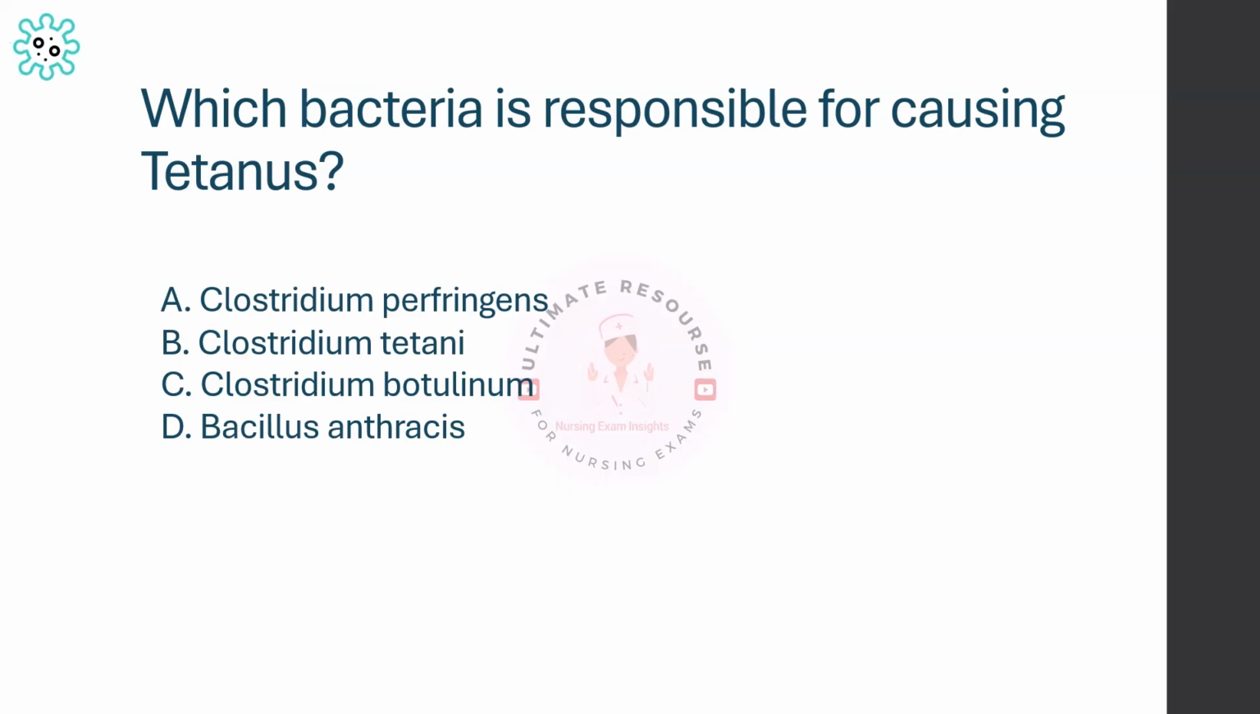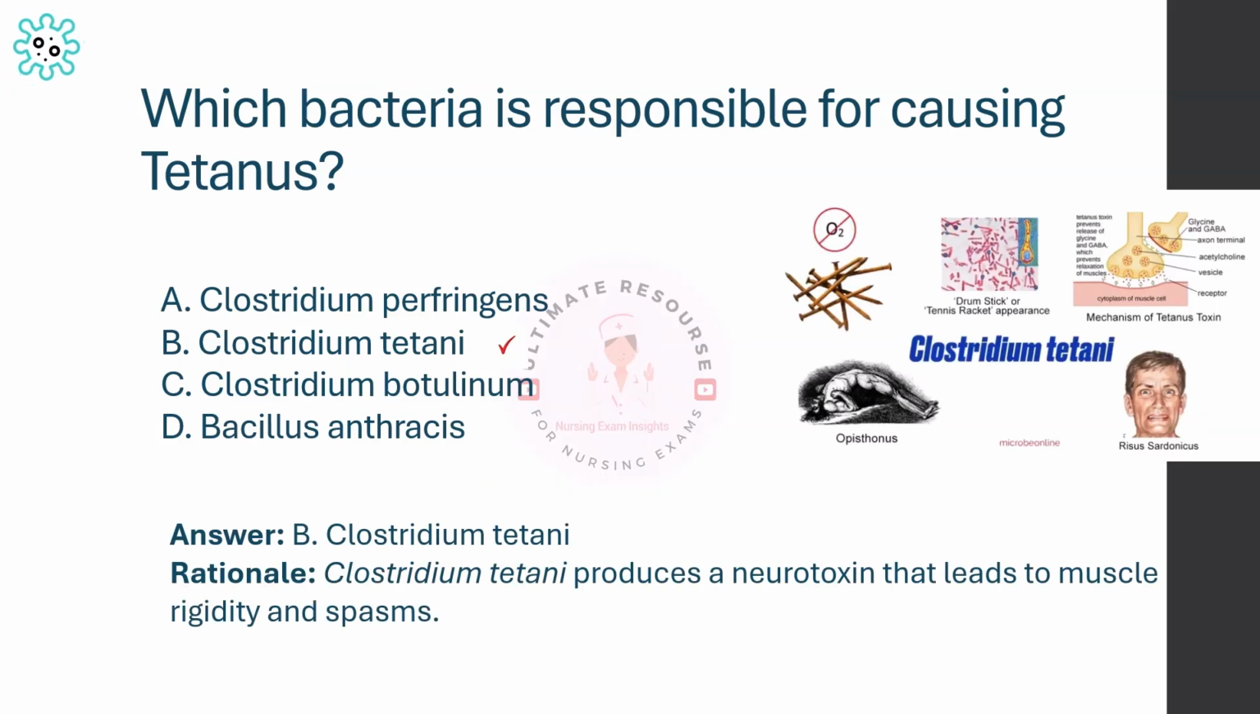Which bacteria is responsible for causing tetanus? Options are A. Clostridium perfringens, B. Clostridium tetani, C. Clostridium botulinum, D. Bacillus anthracis. The answer is B. Clostridium tetani. Clostridium tetani produces a neurotoxin that leads to muscle rigidity and spasm. As you can see in the picture, a typical feature is risus sardonicus and opisthotonus posture.